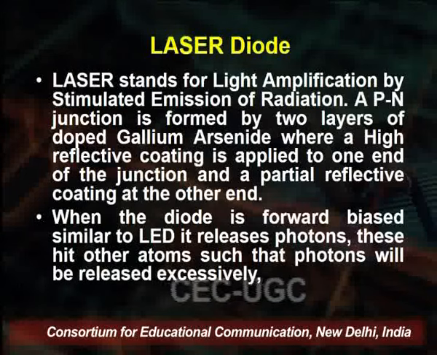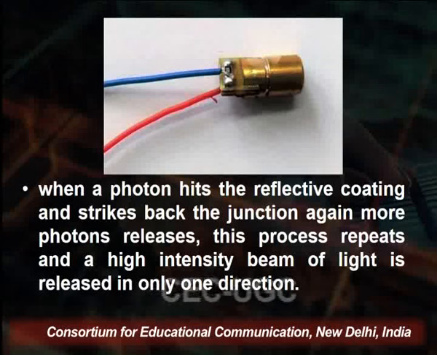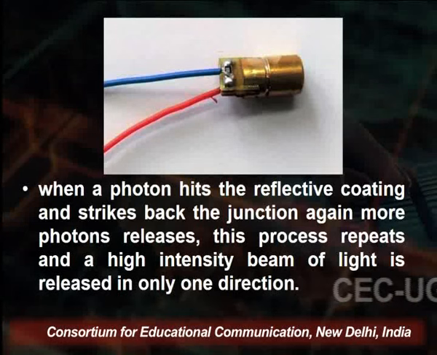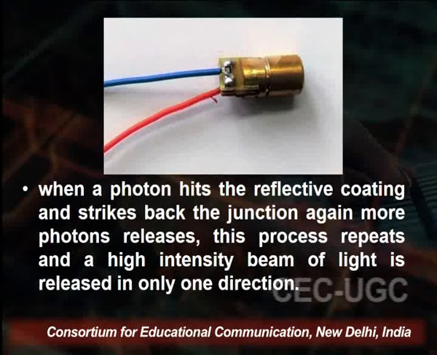When the diode is forward biased, similar to the LED, it releases a photon, and this hits other atoms such that photons are released excessively, meaning amplification of the photons takes place in the laser diode. When the photon hits the reflective coating and strikes back into the junction again, more photons are released, and this process repeats until a high intensity beam of light is released in only one direction. So this is one type of laser diode.